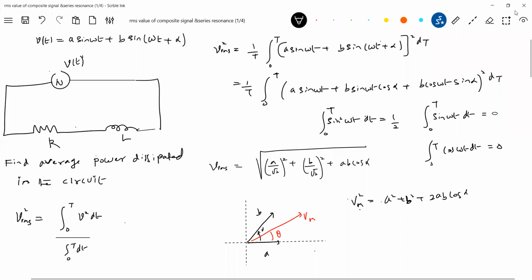This is alpha. So how to calculate this tan theta? You know the formula, substitute here. That will be the total resultant of the signal, VRMS, and it will have a phase angle of theta.